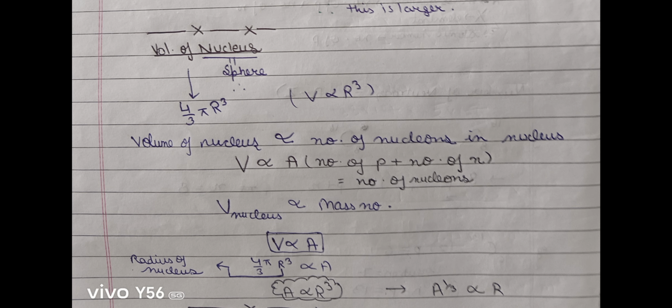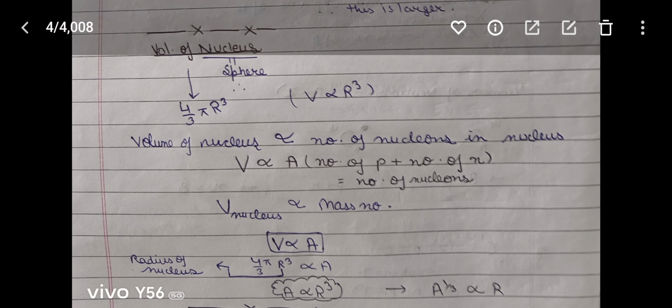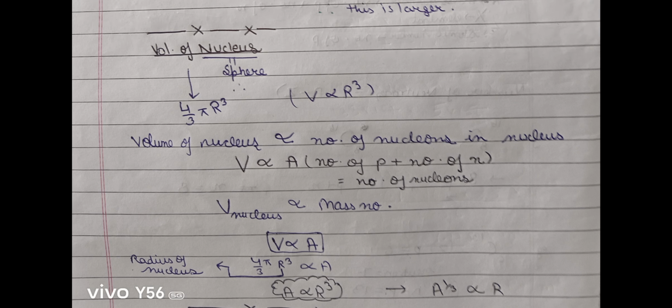Also, nucleus contains nucleons. So as the number of nucleons increase, volume of nucleus increase. For example, if a house is for a nuclear family, then it will be small as compared to a joint family, because joint family members are more, so they need more space. Just like that, volume of nucleus is directly proportional to number of nucleons in nucleus. As the number of nucleons increase, the volume of nucleus will increase.